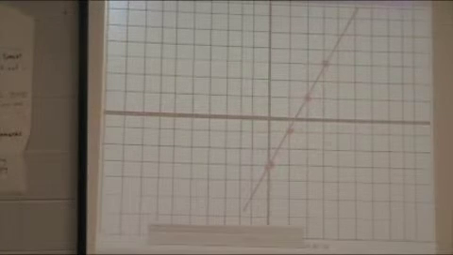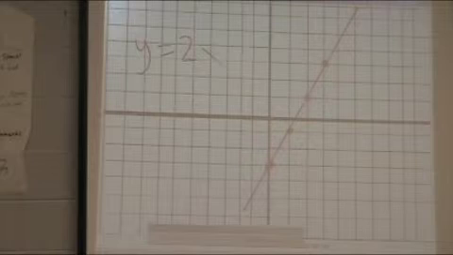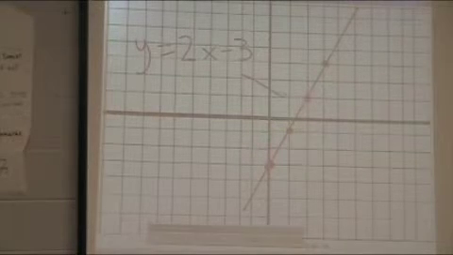Yes. If your answer doesn't create a line in this section, since we're graphing linear equations, you got it incorrect. So this is your graph of, what was our equation? y equals 2x minus 3. This right here is your graph of that.